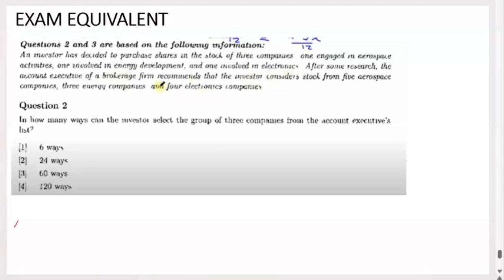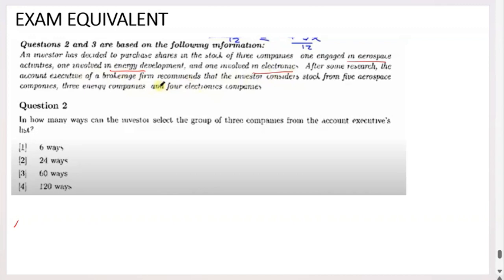Okay. You are given a story here, where an investor has decided to purchase shares in 3 companies. One is engaged in aerospace activities, another is in energy, and another is involved in electronics. So you can see there are 3 variables here. You already see what the combination is. This is just a story.